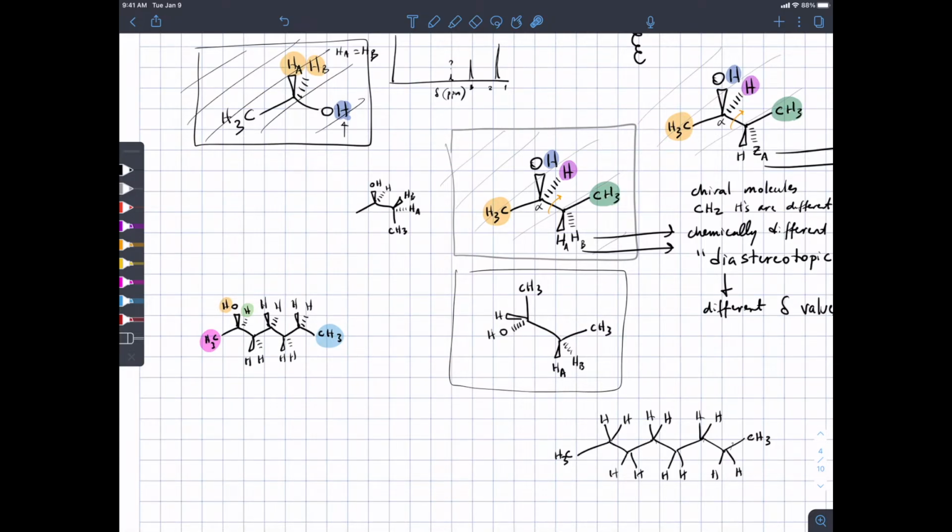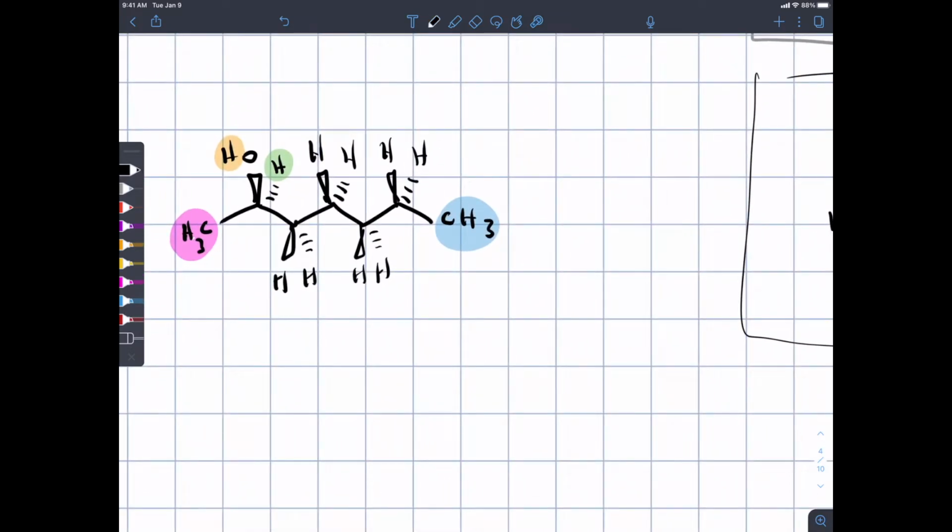So would you have a bunch of small peaks? Yeah, you would see a 1 proton peak for this proton, another 1 proton peak for that proton.